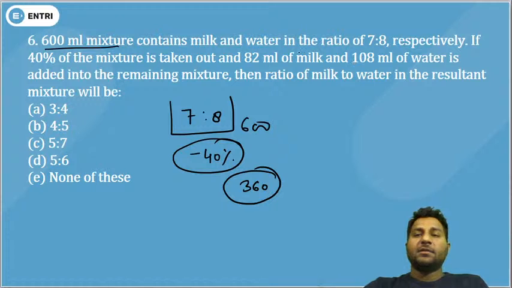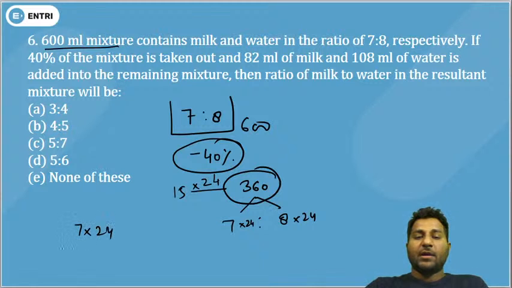We know that 40% of the mixture is taken out. That means we have been left with the similar ratio. But look at this, 15 2s are 30, 15 4s are. So let's multiply with 24 in each. Okay, so 7 into 24 upon 8 into 24.